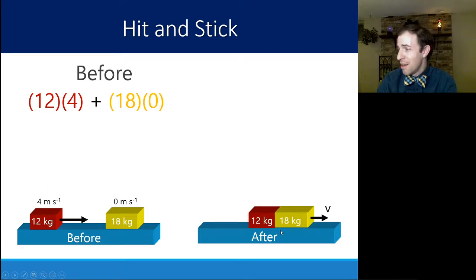Then our after scenario, they are stuck together with some overall velocity of v. It is much easier for us to look at this scenario and think of it as one object rather than two, because ultimately, what's the difference? They're one block that's moving together. So instead of saying 12 and 18, let's just put them together and say that that overall mass is 30. So this is one 30 kilogram block that's moving at some velocity. Its momentum has to equal the momentum of the before, which all came from the red block.